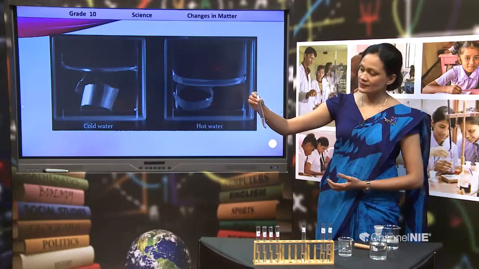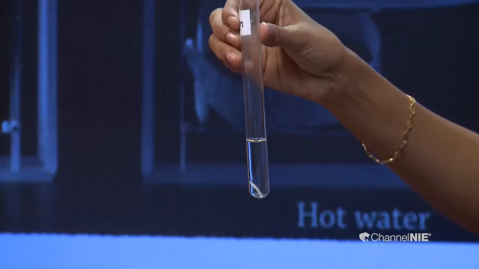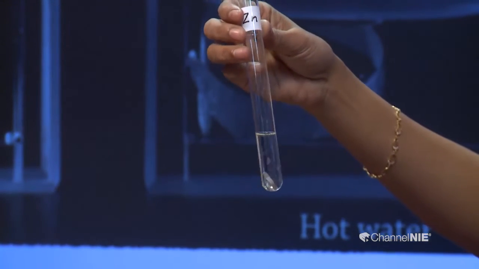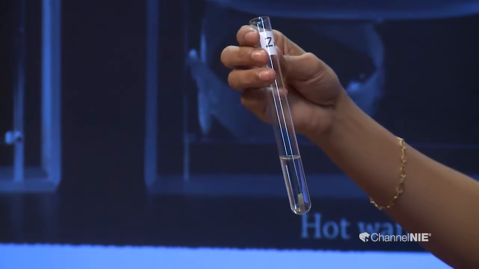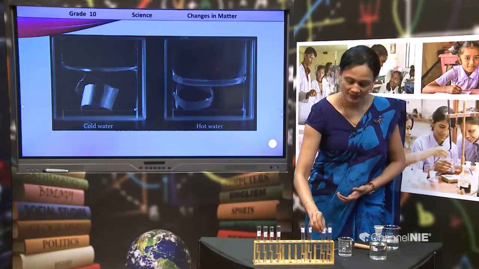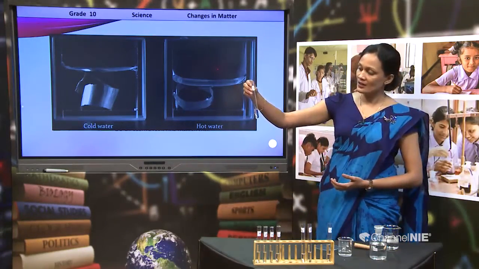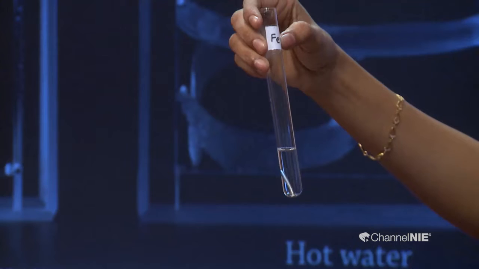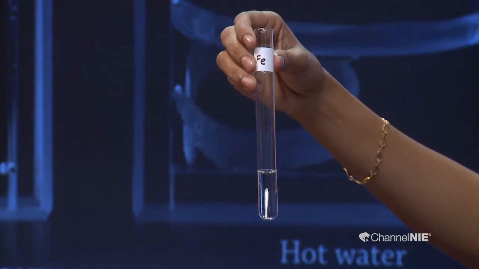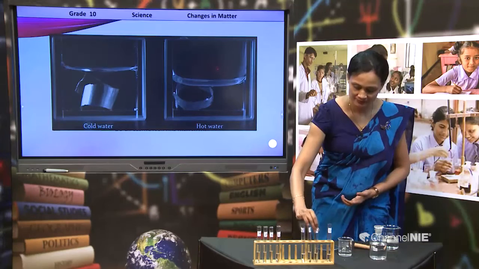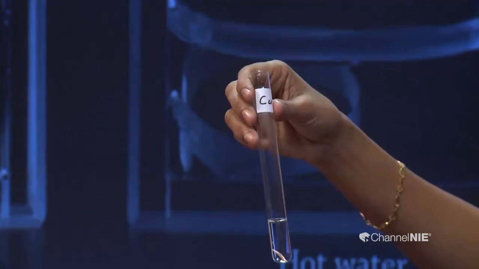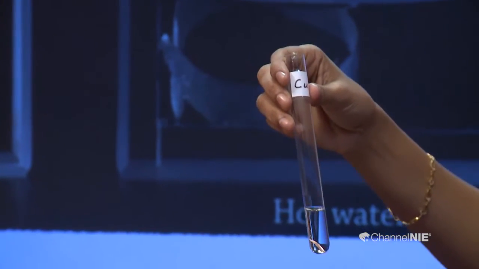Look at this one, zinc. When we put zinc into hot water, there is no observable change. Look at this one, iron. Here also we can't see any change in iron. And the last one, copper. It also does not react with hot water.